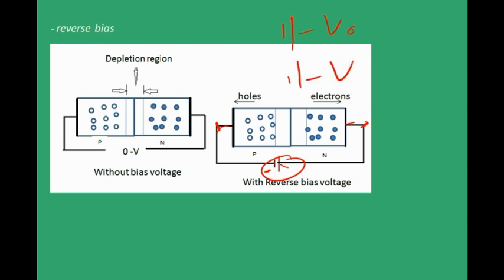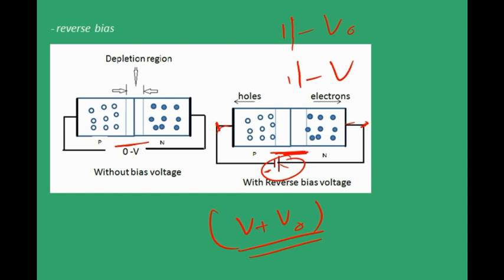So the net barrier potential will be V plus V naught. That is, the barrier height has been increased and it is even more difficult now for the charges to go to the other side. And that is why you see that the width of this depletion region has been increased.